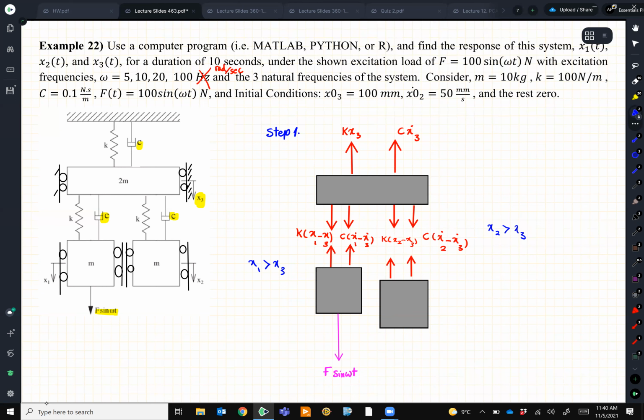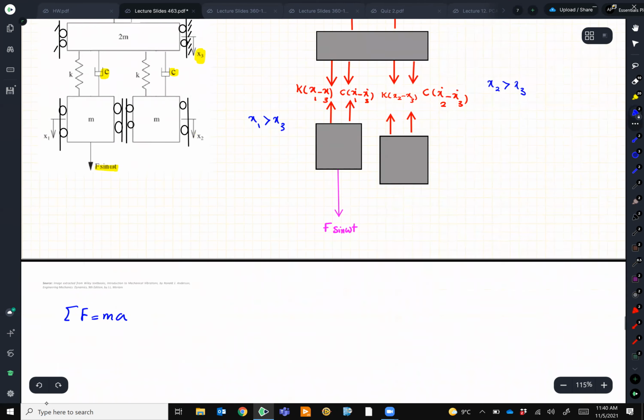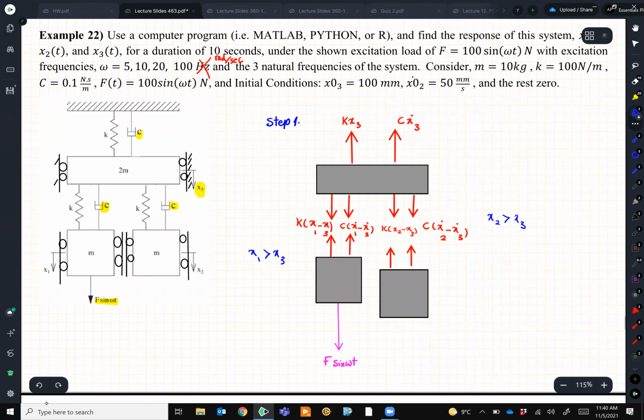So we have the free body diagrams. We know what to do with each of them. That's Newton's law: sum of the forces is equal to ma. And I leave it to you to, oh, okay, you are still writing, I guess. Sometimes my speed of writing may be faster than you.